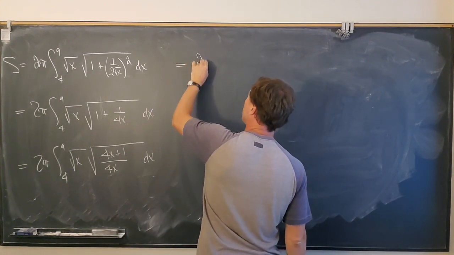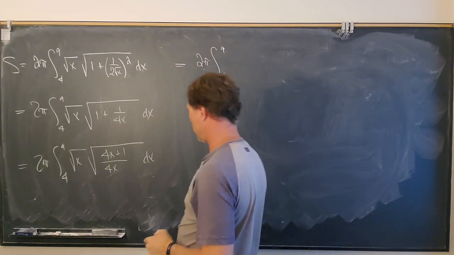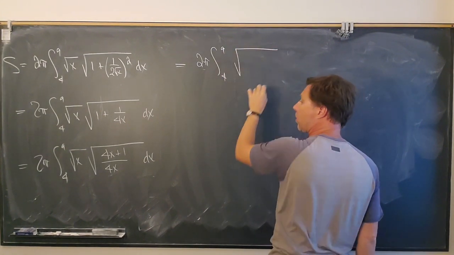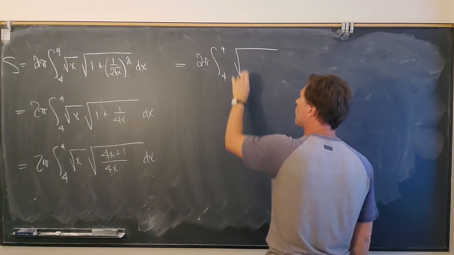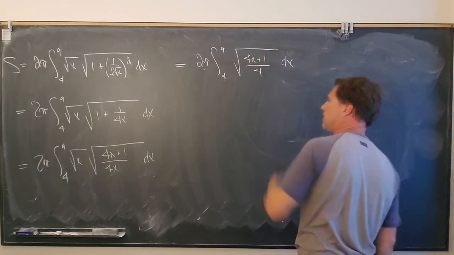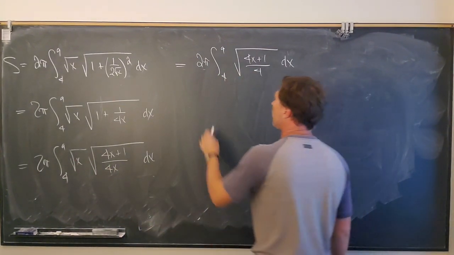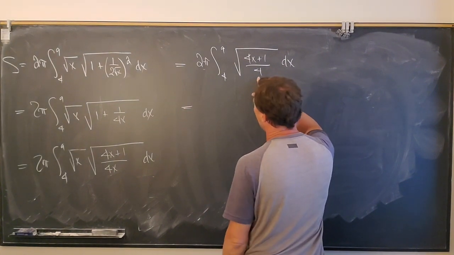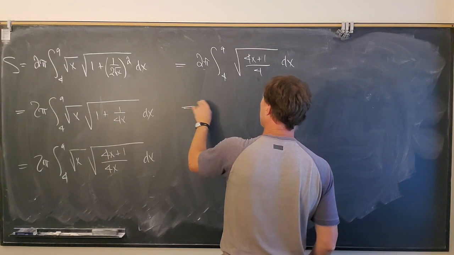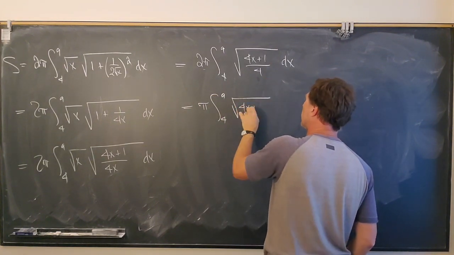Combine things now, combine the two square roots. And so what we'll get is the square root of 4x plus 1 over 4 dx. So I just multiplied through, that x will cancel that x right there. And then we've got a 4 under the square root in the denominator, that becomes a 2, cancels with that to give us a pi. Integral 4 to 9 square root 4x plus 1 dx.